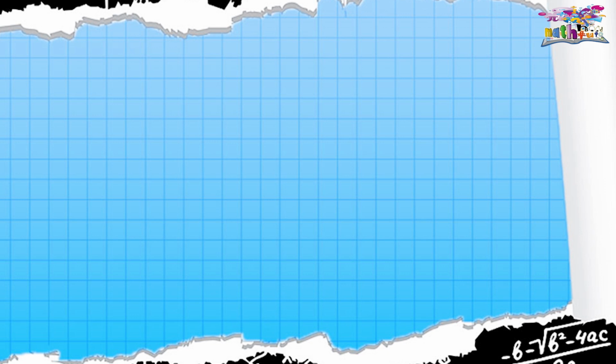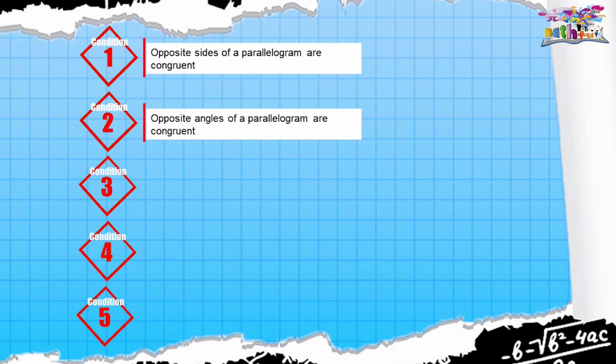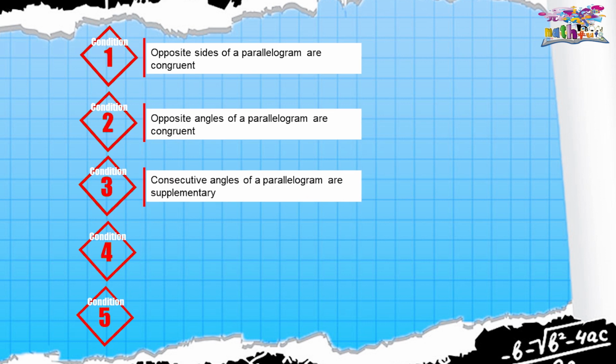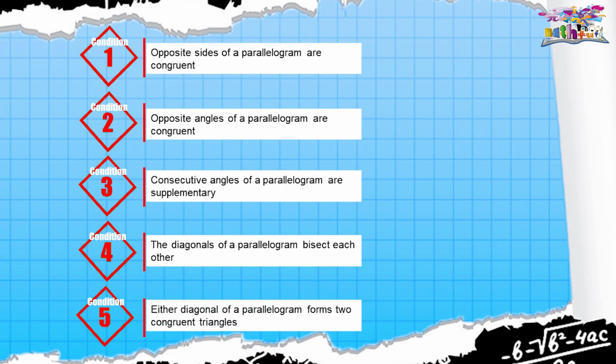First, it is important to note that rectangles, squares, and rhombi are all quadrilaterals that have all the properties of parallelograms. Let us have a review of the different conditions and properties that guarantee a quadrilateral is a parallelogram. First, opposite sides of a parallelogram are congruent. Second, opposite angles are also congruent. Third, consecutive angles are supplementary. Fourth, the diagonals bisect each other. Fifth, either diagonal forms 2 congruent triangles.